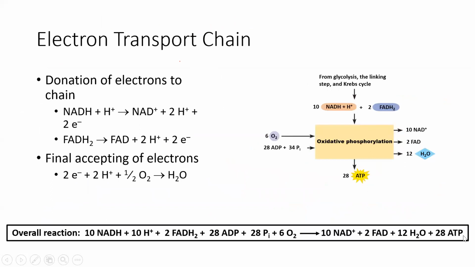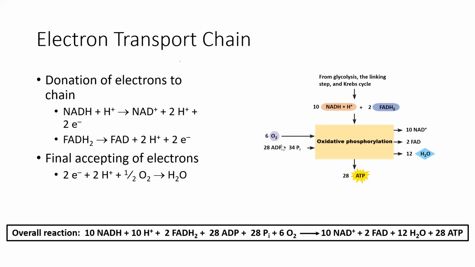In the overall process of the electron transport chain, we see all of these electrons that are coming from other areas of glucose oxidation. We have electrons coming from glycolysis. We've got a few coming from the linking step. We've got some coming from the Krebs cycle, specifically FADH2. Remember, FADH2 is the only carrier that is coming from the Krebs cycle. So we have 10 electrons coming from 10 NADH and then 2 FADH2 carrying electrons to oxidative phosphorylation.